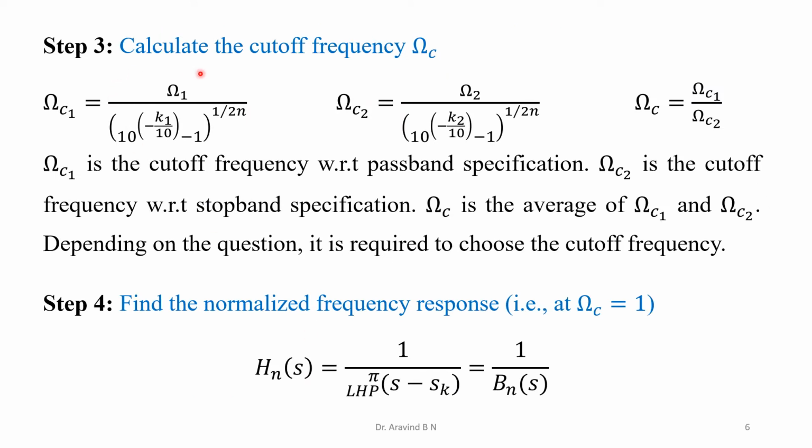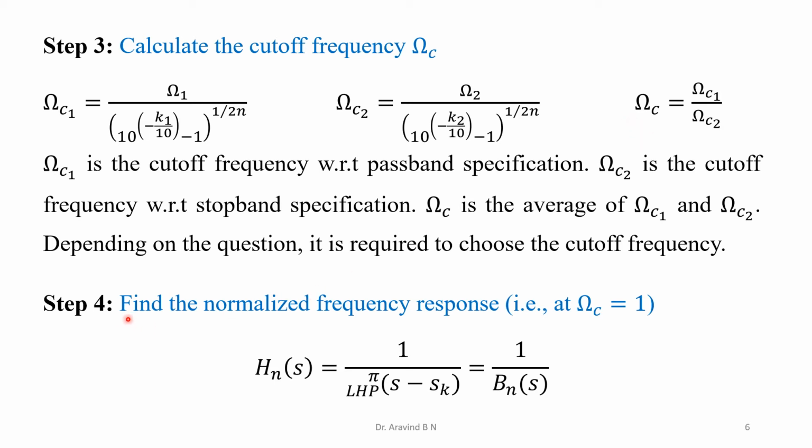Next step, calculate the cutoff frequency omega c. The cutoff frequency omega c1 is with respect to the pass band specification, given by omega c1 is equal to omega 1 divided by 10 to the power of minus k1 by 10 minus 1, to the power of 1 divided by 2n. Similarly, omega c2 is with respect to the stop band specification, and this is the formula. For the cutoff frequency, we can either consider the pass band specification or the stop band specification or a compromise between those two by making use of this formula.